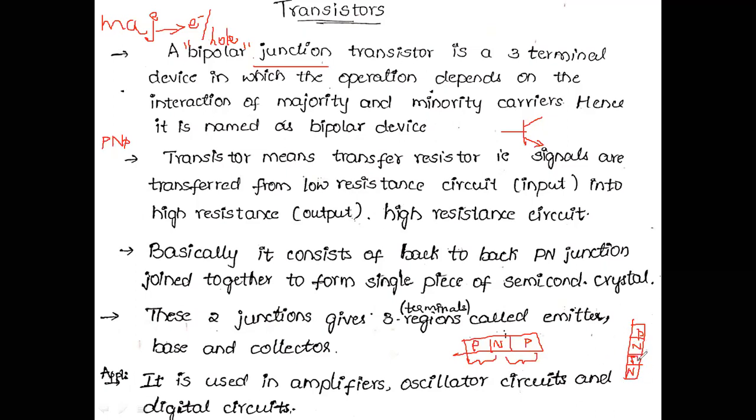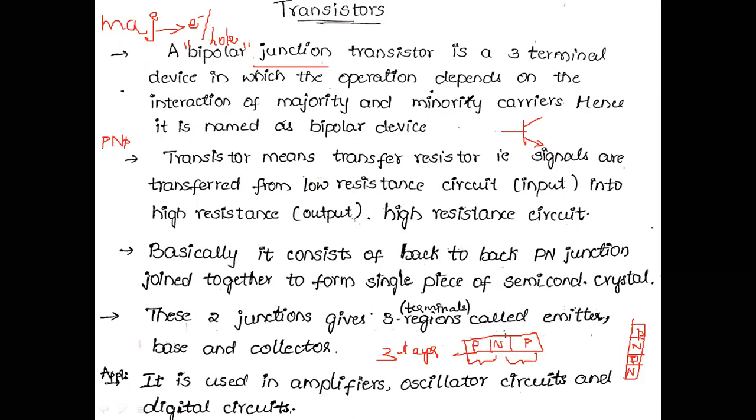What we have seen in SCR, that is 4 layered, whereas here this is 3 layered, or 3 regions we call it. 3 layered or 3 regions we are going to see here.